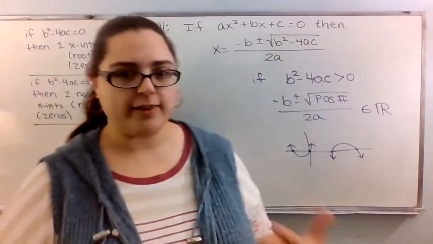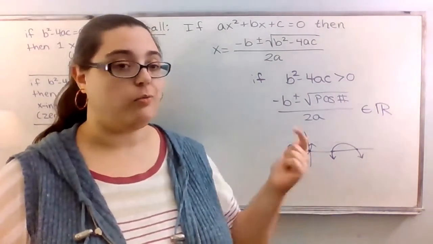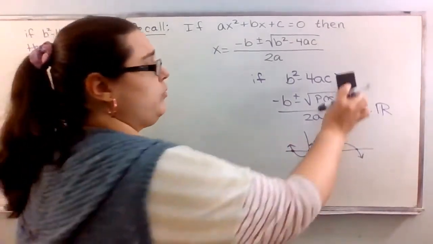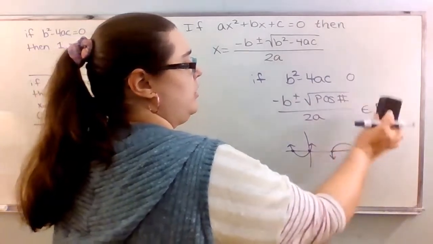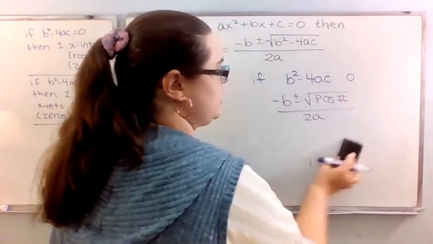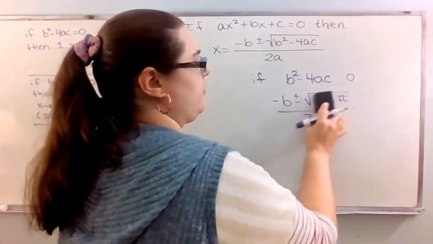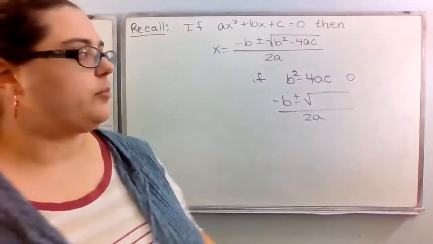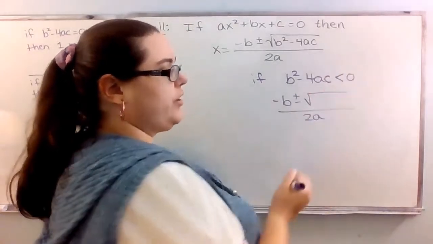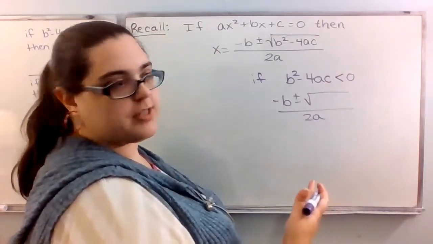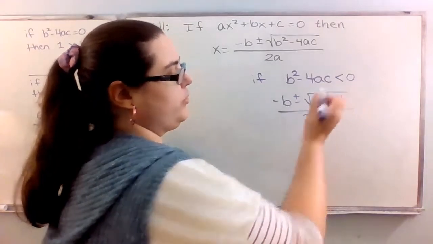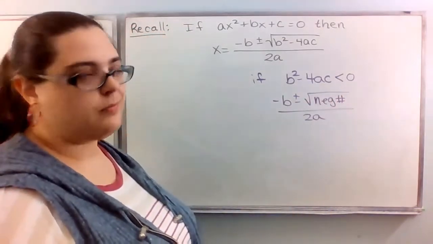So we've talked about when this expression is equal to 0 or when it's greater than 0. How about when it's less than 0? Well, let's see what we would get. So if b squared minus 4ac is less than 0, that means that expression is negative. And so we're going to be taking the square root of a negative number.